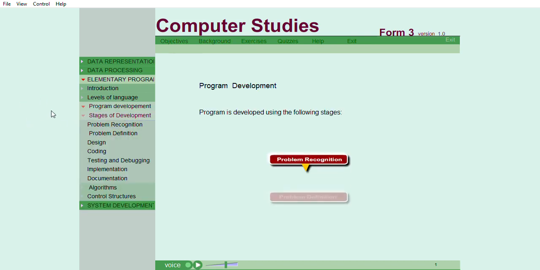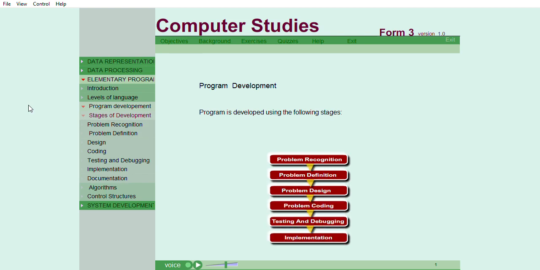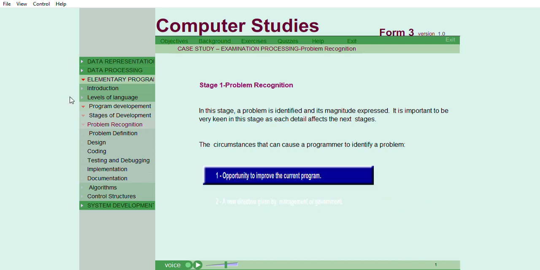Program development. A program is developed using the following stages: problem recognition, problem definition, program design, program coding, testing and debugging, and program implementation.